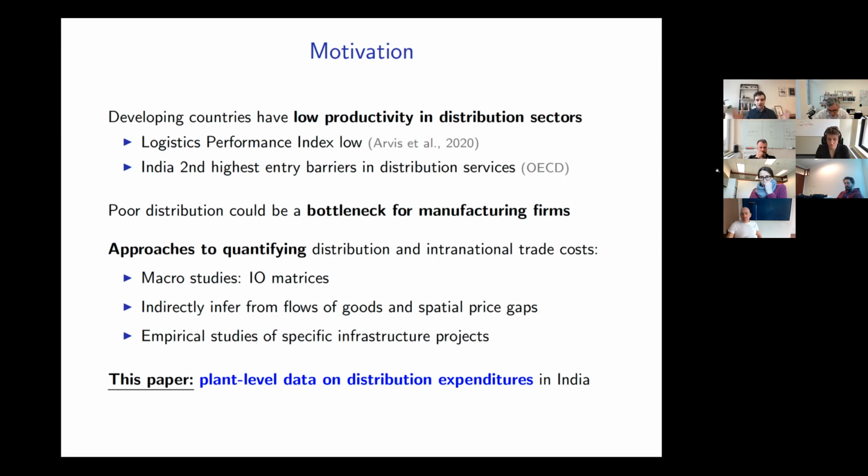And then you've got empirical studies that really look at the impacts of individual, specific infrastructure projects. So you get great measurement of the impact of one particular project, but then you're missing slightly the macro external validity. So in this paper, we're going to do something a little bit different. We're going to directly look at some pretty cool plant-level data on distribution expenditures for Indian manufacturing plants, and then use that to come up with a quantitative approach to analyzing how important distribution is for manufacturing firms.